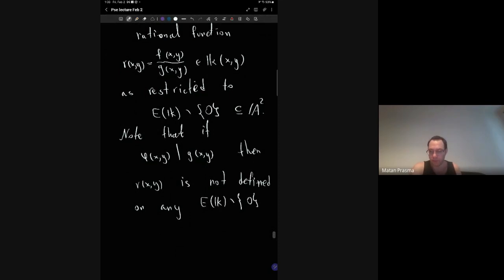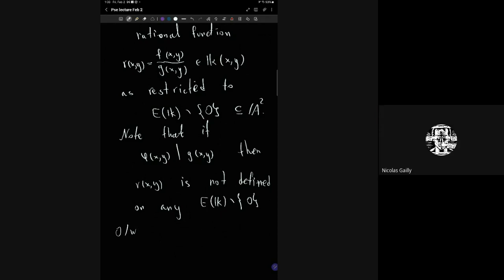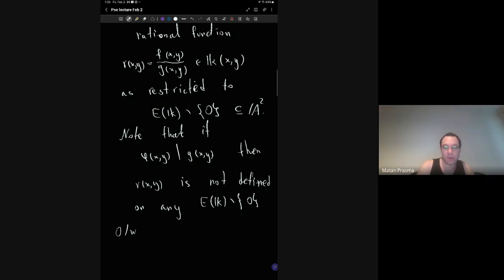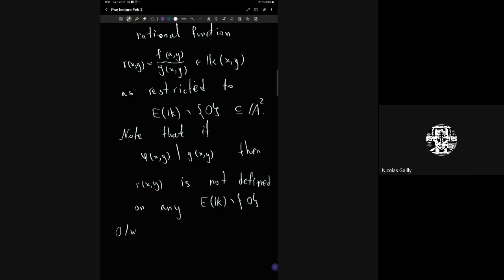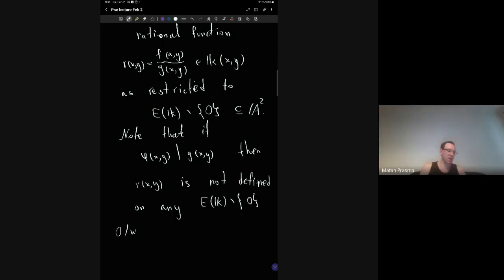Sorry, I'm not sure I understand why it is not defined. Because any rational point on E would satisfy phi xy equal 0. Oh, yes. Okay. So if it's a multiple, yeah. Okay. Thanks.